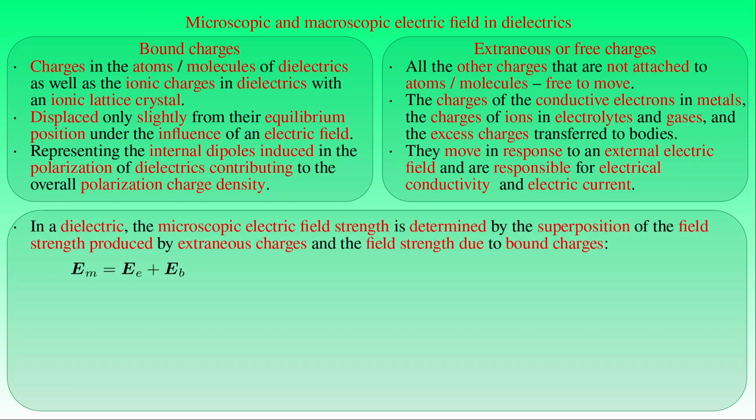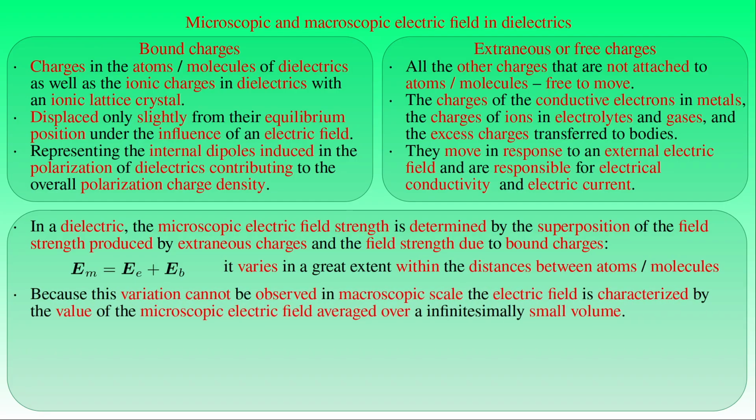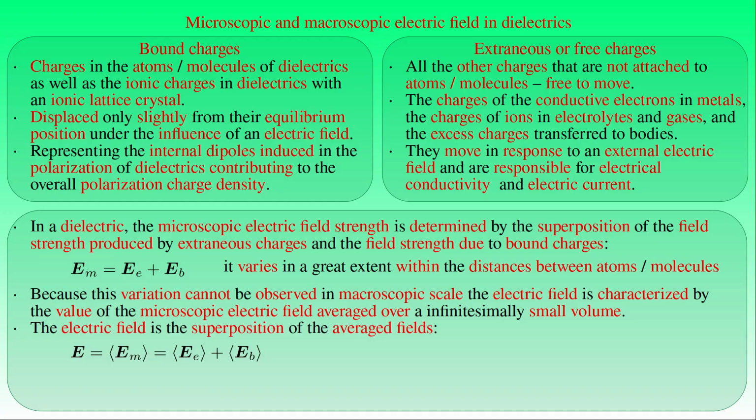In a dielectric, the electric field strength is determined by the superposition of the field strength E produced by extraneous charges and the field strength EB due to bound charges. The resulting field strength EM is called the microscopic or real field strength. The microscopic field strength varies to a great extent within the distances between atoms or molecules. However, this variation cannot be observed on a macroscopic scale, so the electric field is characterized by the value of the microscopic electric field averaged over an infinitesimally small volume. Then the electric field E is the superposition of the averaged electric fields due to extraneous charges and bound charges.